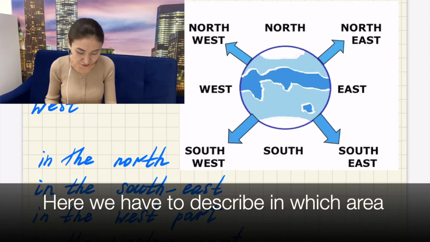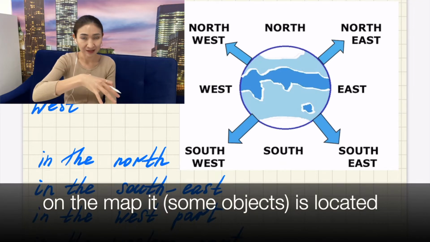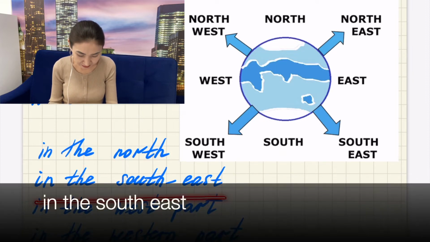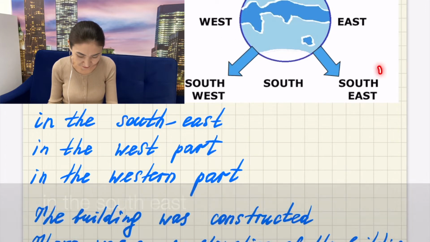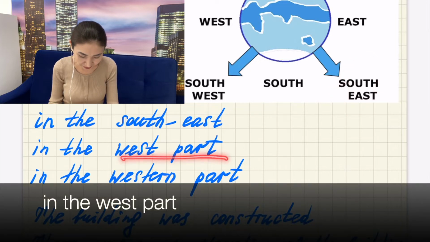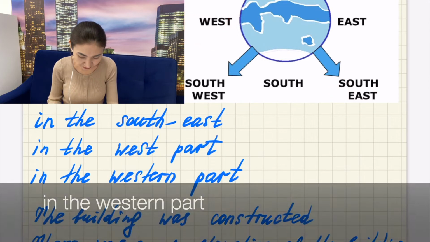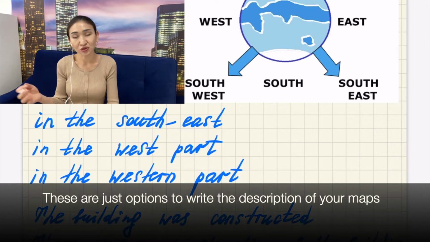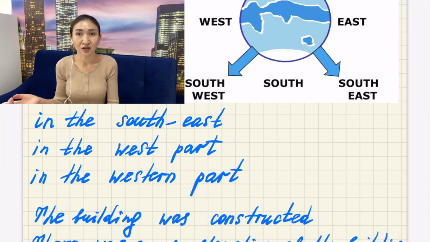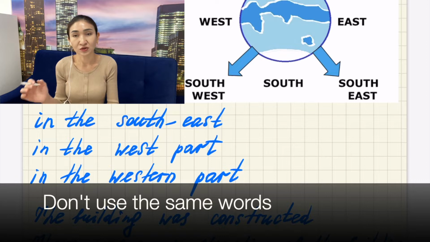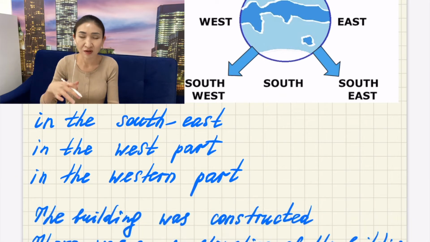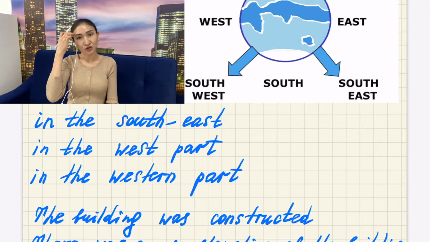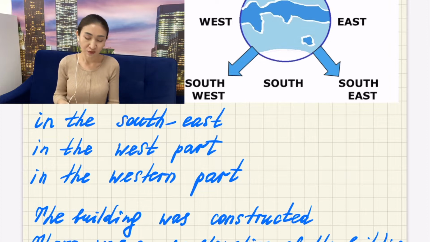Here, when we have to describe in which area on the map something is located, we're supposed to say in the north or in the southeast, which is here, and in the west part, which is somewhere here, so in the western part. So basically it's the same. These are just options for how to write when you are describing your maps, and don't use the same word, just saying this part, this area, in the west area or in the south area. Some kind of tricks would be very helpful when you face maps.